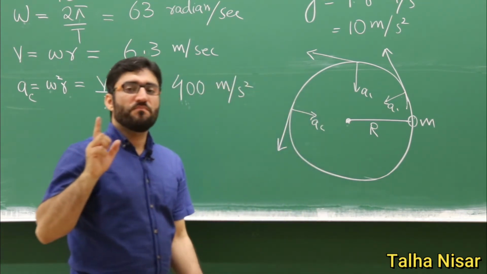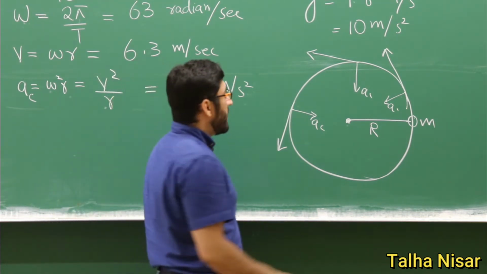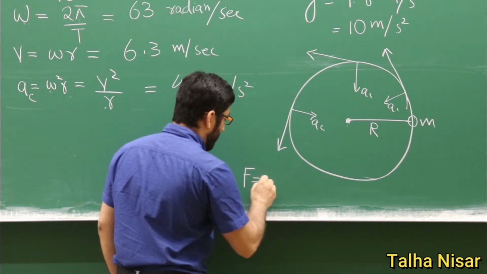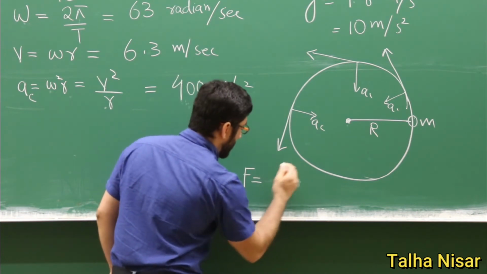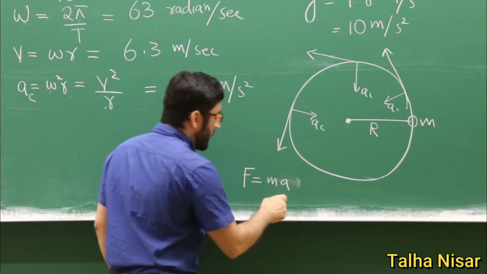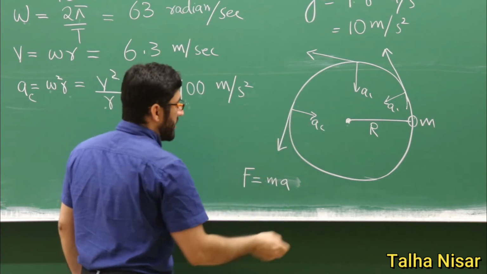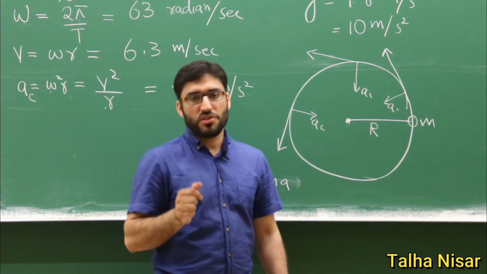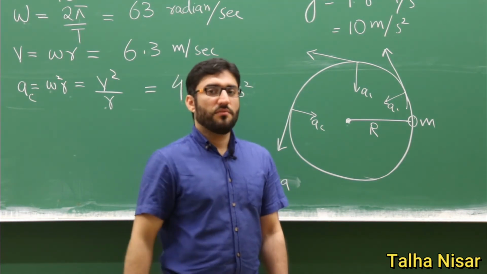And now we know from Newton's second law of motion that if there is an acceleration, we have F equals ma. If a mass is accelerated, that means there is some force causing this acceleration, and this force is known as the centripetal force.